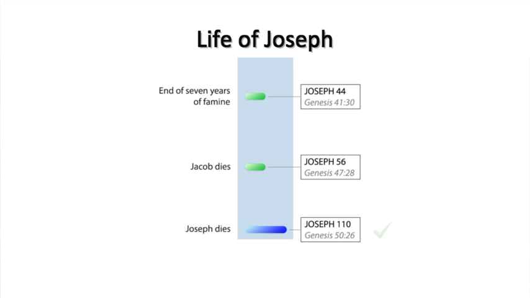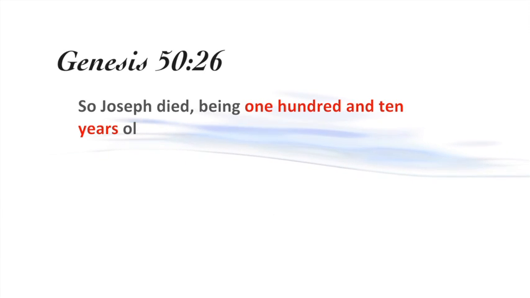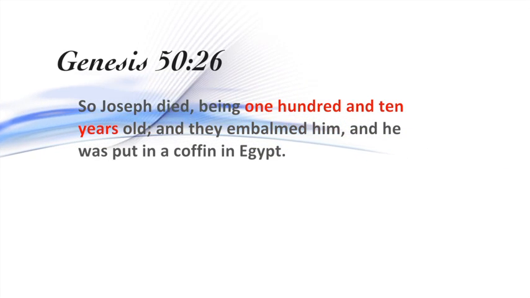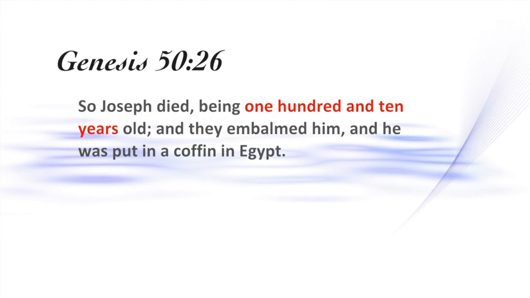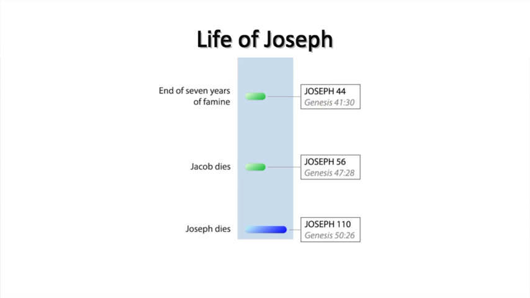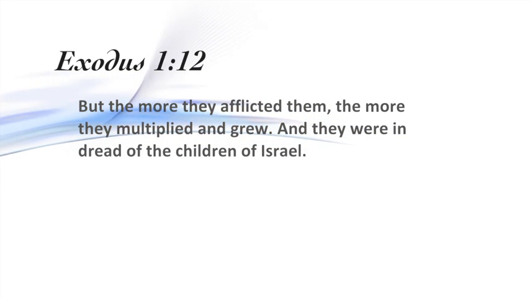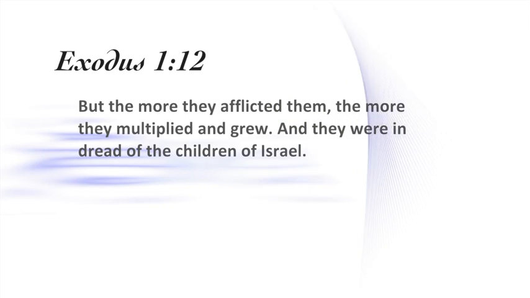When Joseph was 110, that's when he died. We read in Genesis 50:26, "So Joseph died, being 110 years old, and they embalmed him, and he was put in a coffin in Egypt." And this is where the book of Genesis ends. Exodus picks up the story, describing how sometime after Joseph died, the Egyptians subjected Israel to slavery, partly due to a population explosion among the Israelites. And that's recorded in Exodus chapter 1.